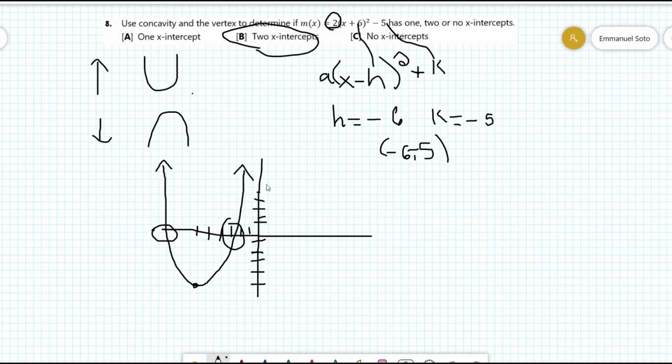So the answer is B. If it was how I drew it before, where it was all the way up here, let's pretend that it was all the way up here and we got a graph that looked like that. In that case, it would have no x-intercepts because it wouldn't cross the x-axis at all.